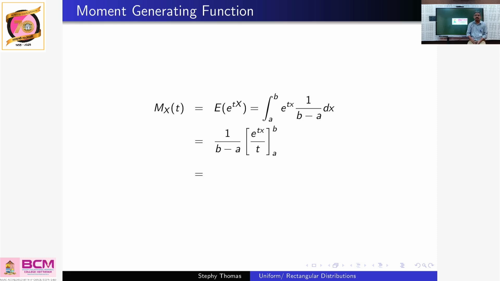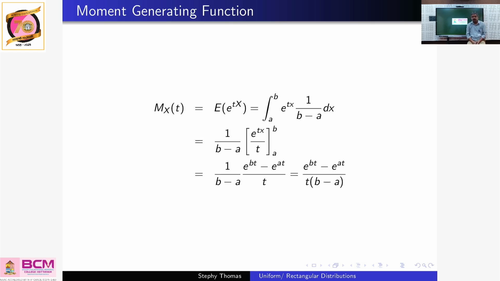So the integral of e raised to tx is e raised to tx divided by t, divided by the derivative of tx, that is equal to t. So that is equal to 1 by b minus a into e raised to tx divided by t within the limits a to b. So that is equal to 1 by b minus a into e raised to bt minus e raised to at, divided by t.